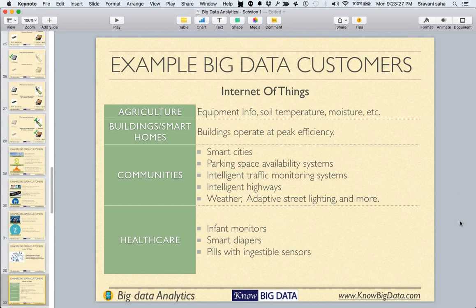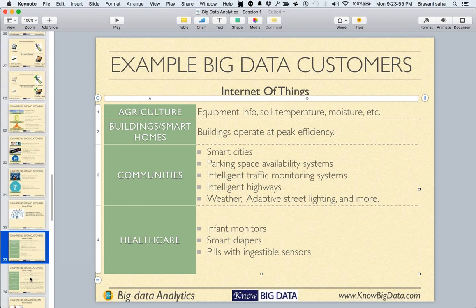Okay, so there are many more uses of big data, Internet of Things coupled with big data in a lot of domains. Similarly, in healthcare, you have infant monitors, you have smart diapers, you have pills with ingestible sensors. So there are many more use cases of Internet of Things in healthcare. Now, all of these are becoming popular because hardware has become smaller, cheaper, and available everywhere and faster.